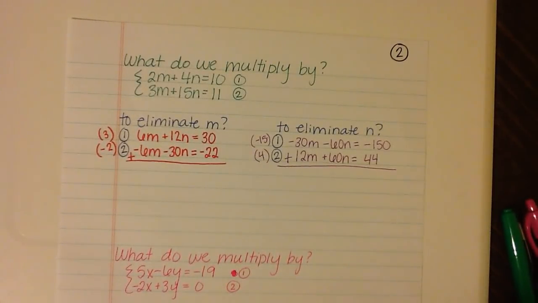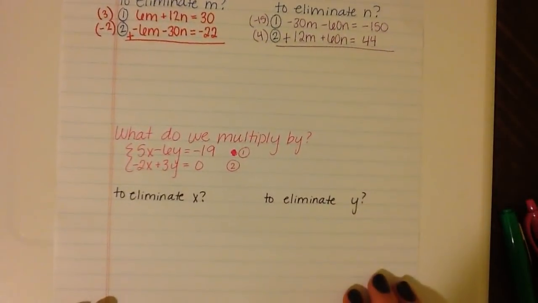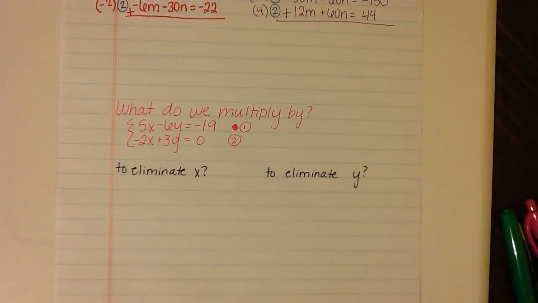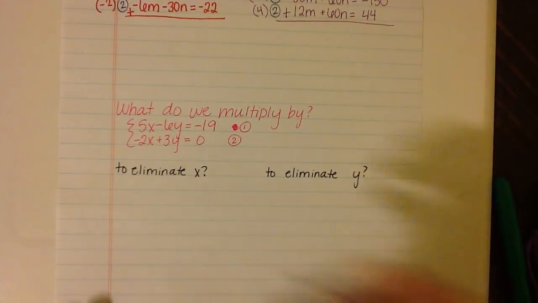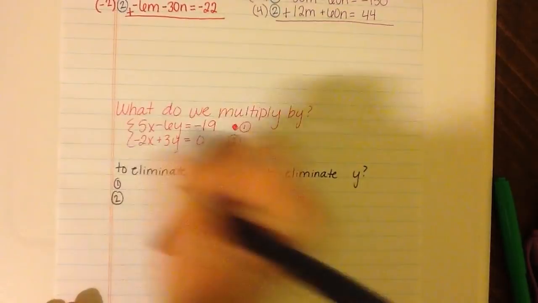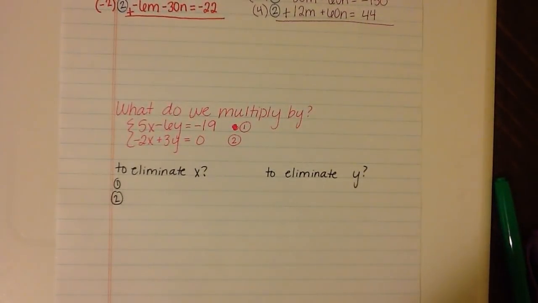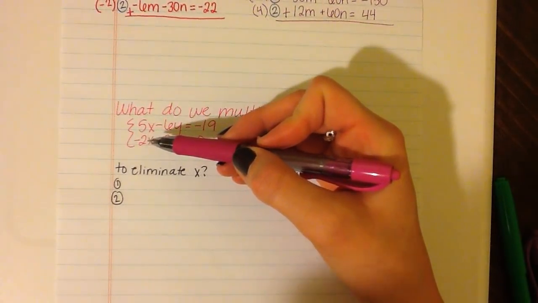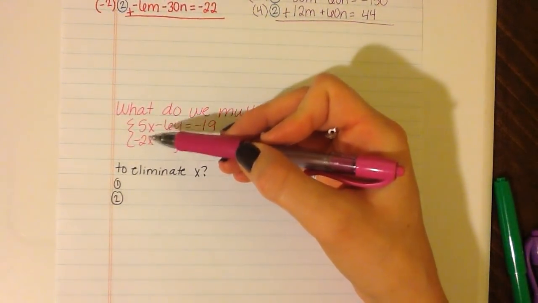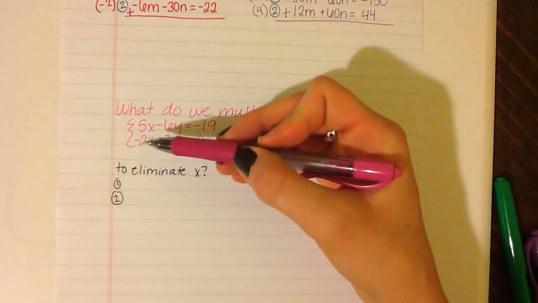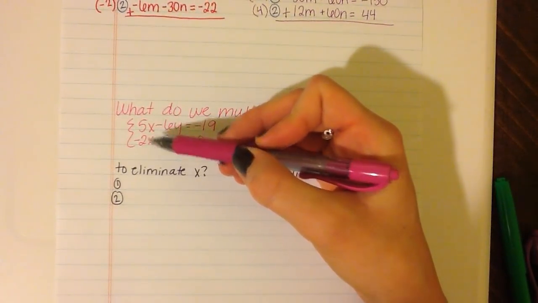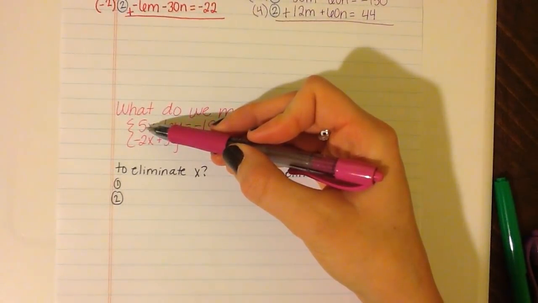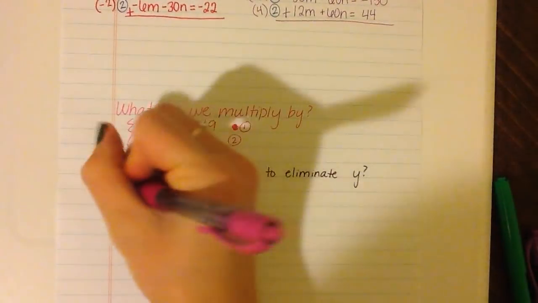Okay, so let's go down here and do one more example like that. So what are we going to multiply by? Let's look at what we're going to do if we want to eliminate the x. These are our two x's. A common multiple of 5 and 2 would be 10, so let's change them to 10. Let's keep the 5 positive and the 2 negative since it's already negative. To make this a positive 10, we have to multiply it by 2. So the whole first equation we're going to multiply by 2.